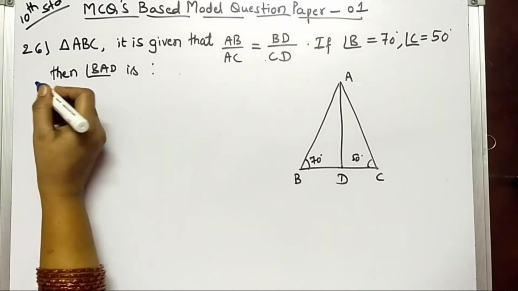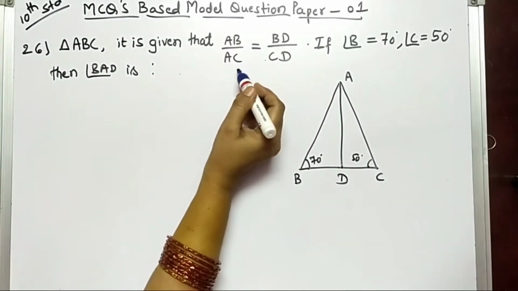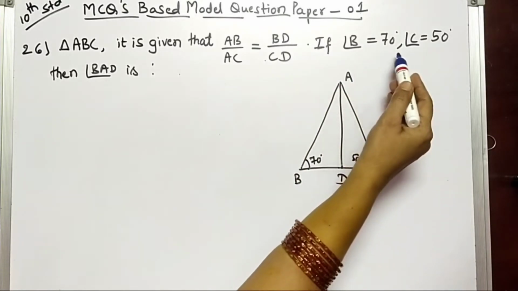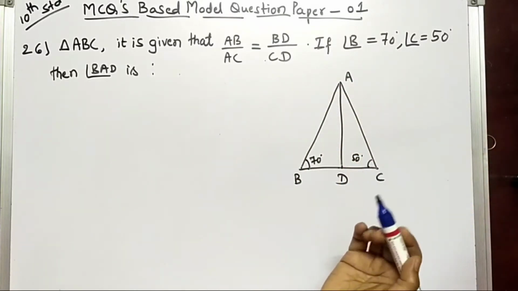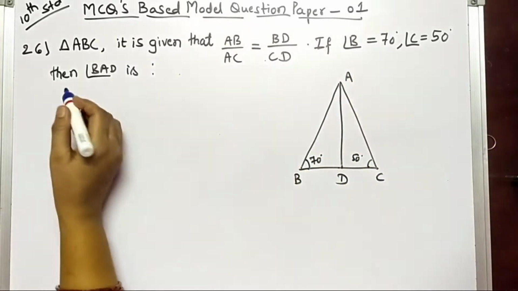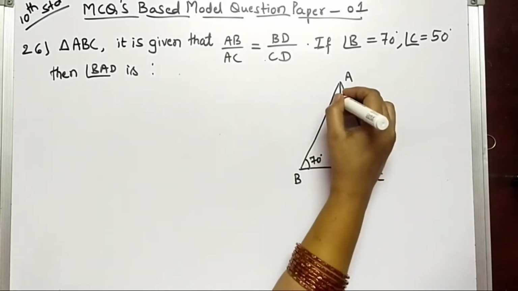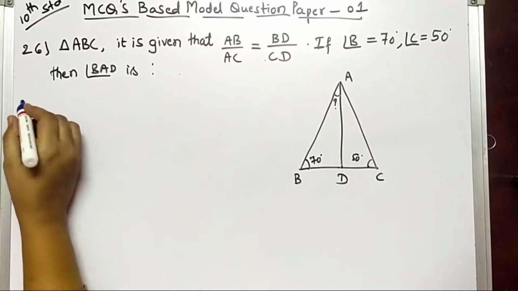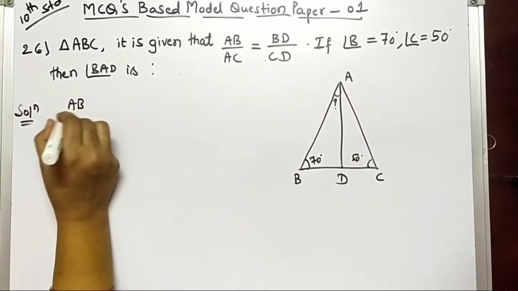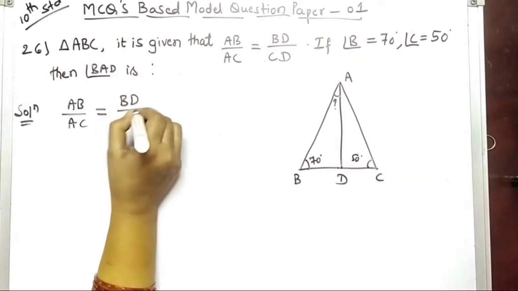Okay, question number 26. In triangle ABC, it is given that AB by AC is equal to BD by CD. If angle B is 70 degrees and angle C is 50 degrees, then angle BAD is. So this angle BAD is asked. See the given condition here, AB by AC is equal to BD by CD.